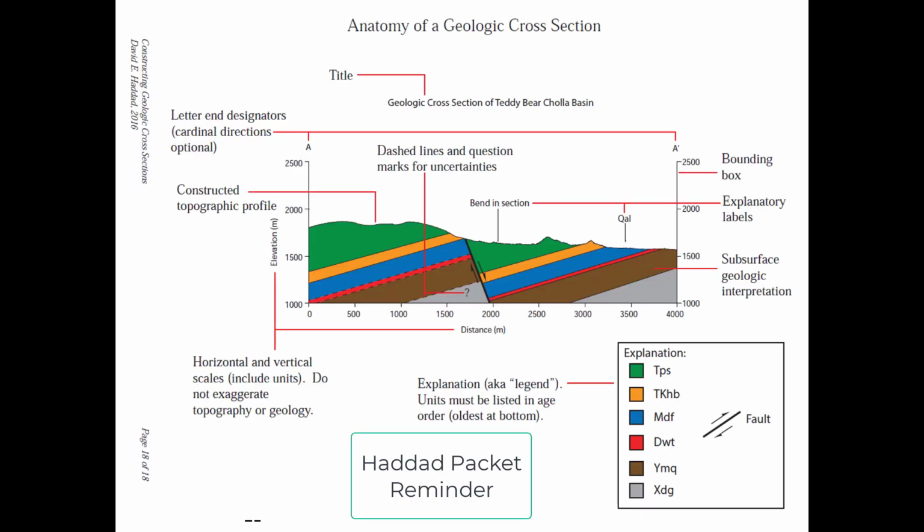So as a reminder, here is the anatomy of the cross-section that we have from our Haddad packet. So I've helped you get the constructed topographic profile. You'll need to add the rest.